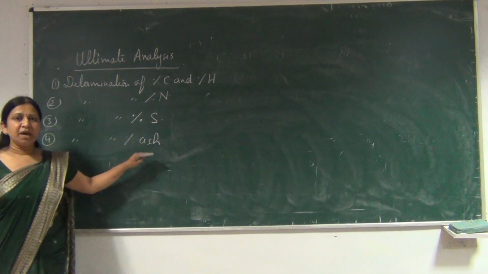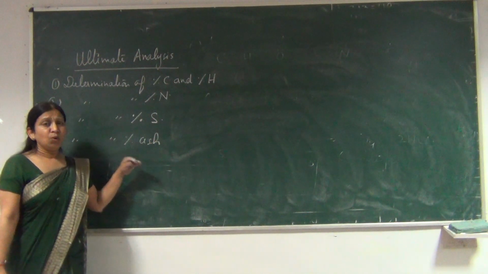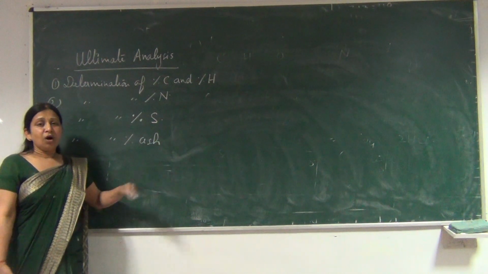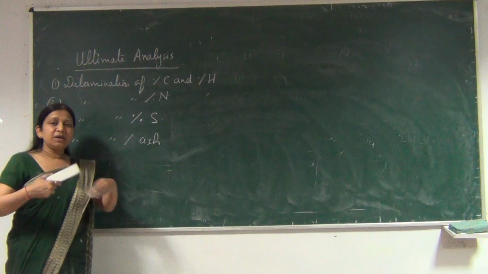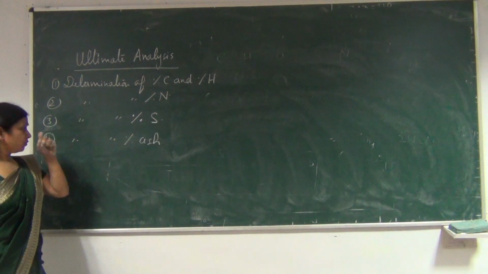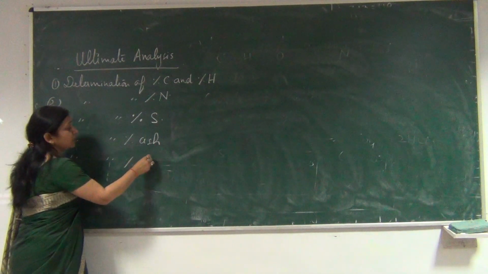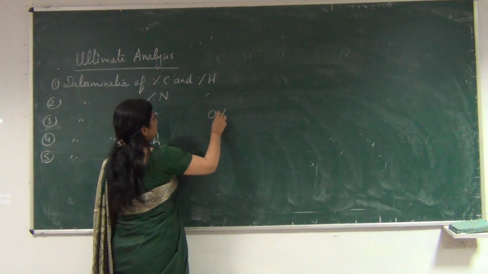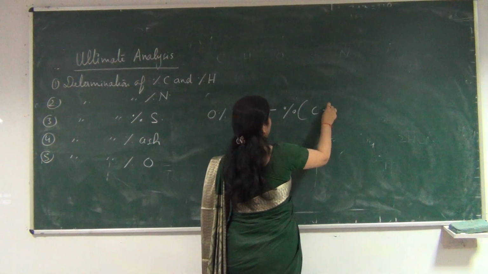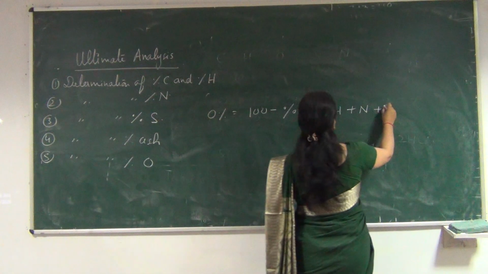Now ash is determined in the same way as we have determined ash in proximate method. कोल को 30 minutes के लिए हीट करते हैं at a temperature of 700, और एक बार हीट नहीं करते, बार बार हीट करते हैं, so that we get a constant weight. From that we calculate the percentage of ash. And the fifth one was determination of percentage of oxygen. So oxygen is determined by 100 minus percentage of carbon plus hydrogen plus nitrogen plus ash.